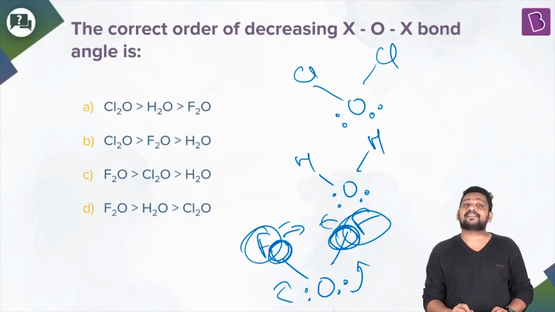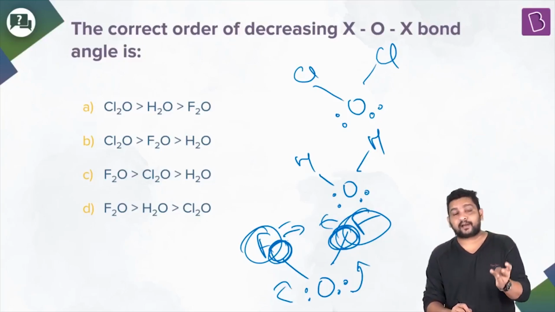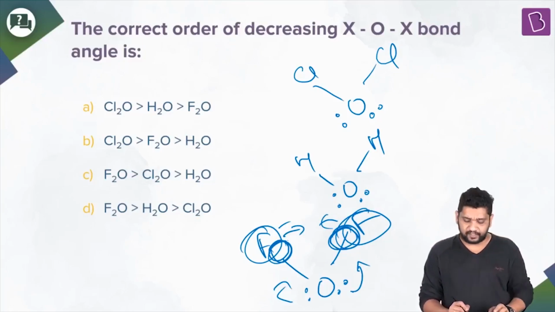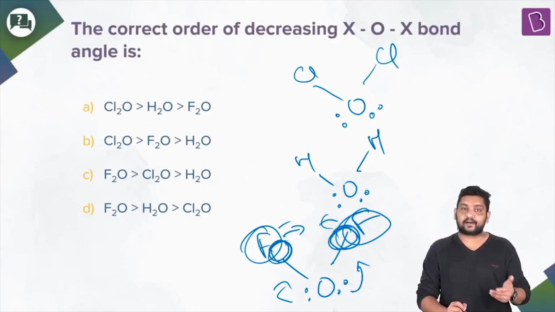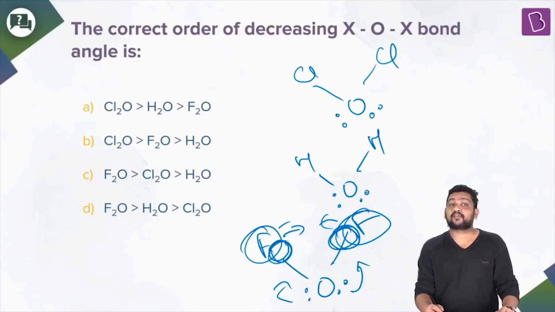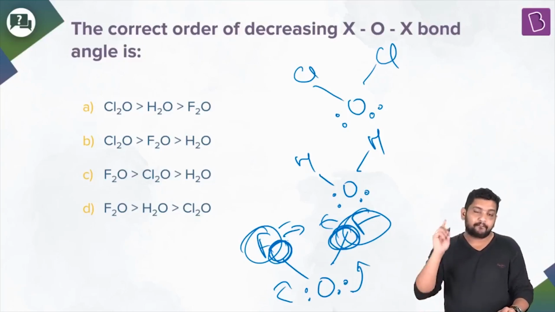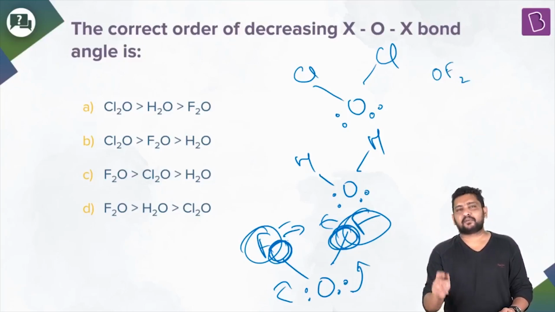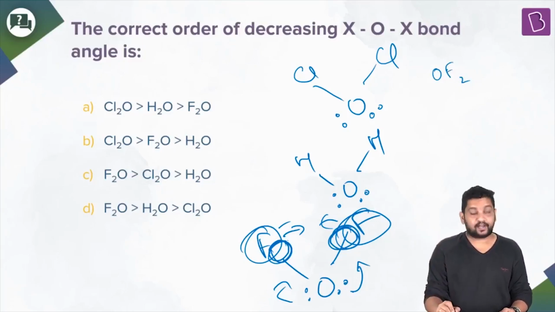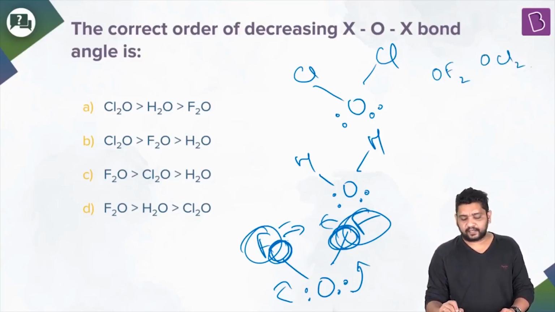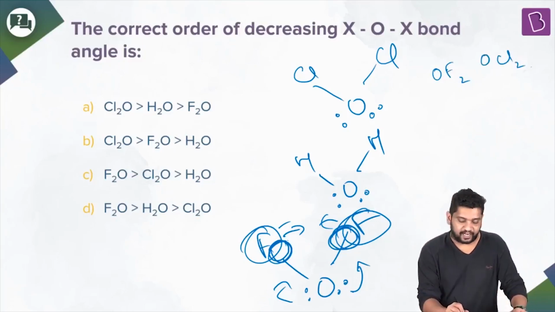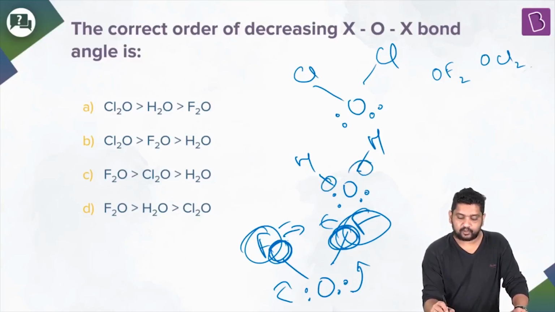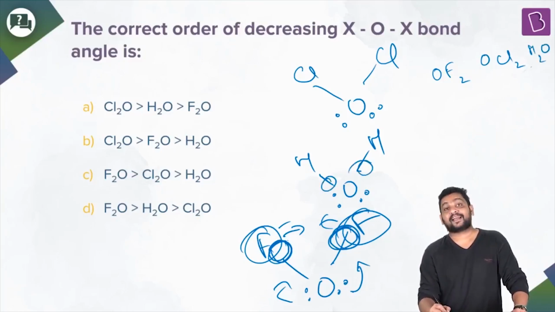So what we normally say is that if we have the same central atom, same hybridization, same number of lone pairs, then higher electronegativity of the terminal atom would reduce the bond angle. Based on that logic, we can say that the least bond angle will be there in your OF2, right? Now F2O, OF2, this will have the least bond angle. Then maybe OCl2 should be there, and then the least electronegative is hydrogen, so you would probably expect H2O to have the highest bond angle, right?